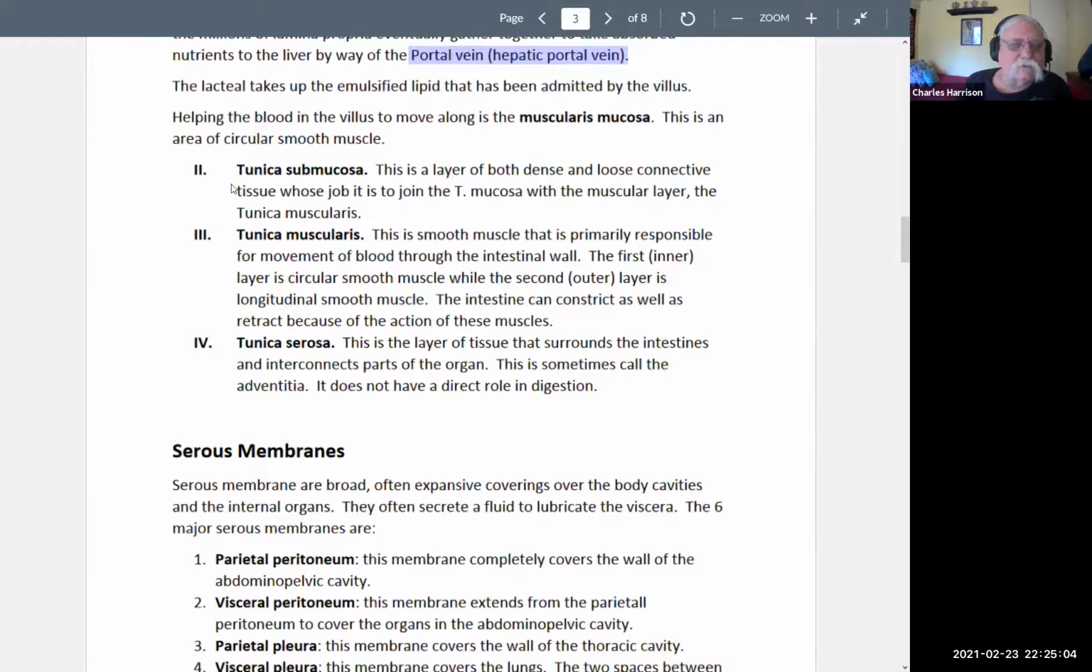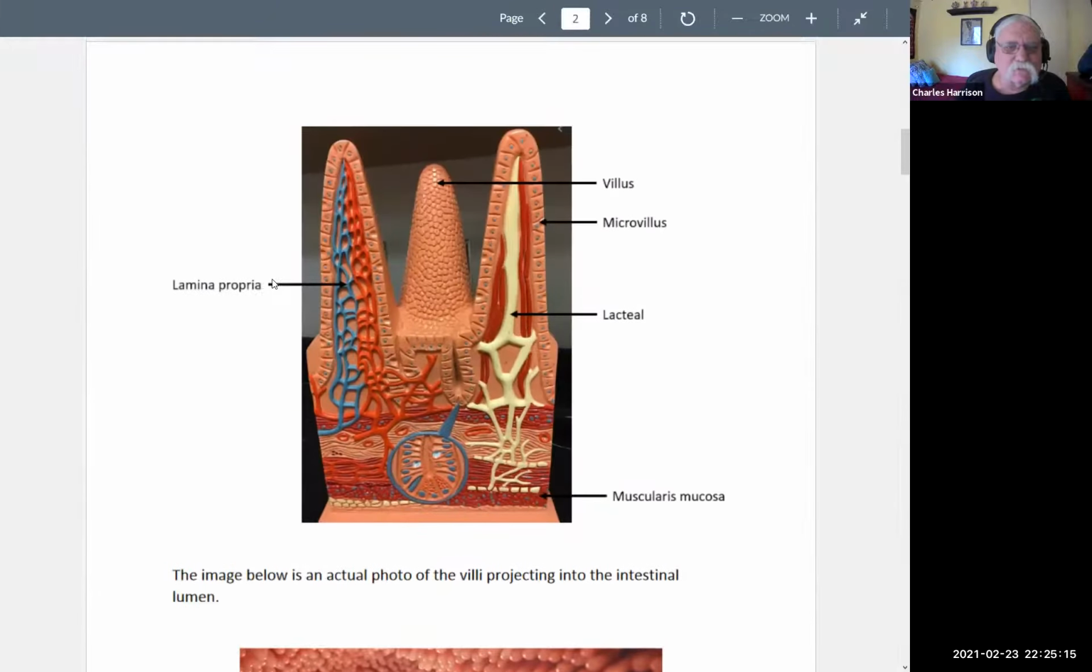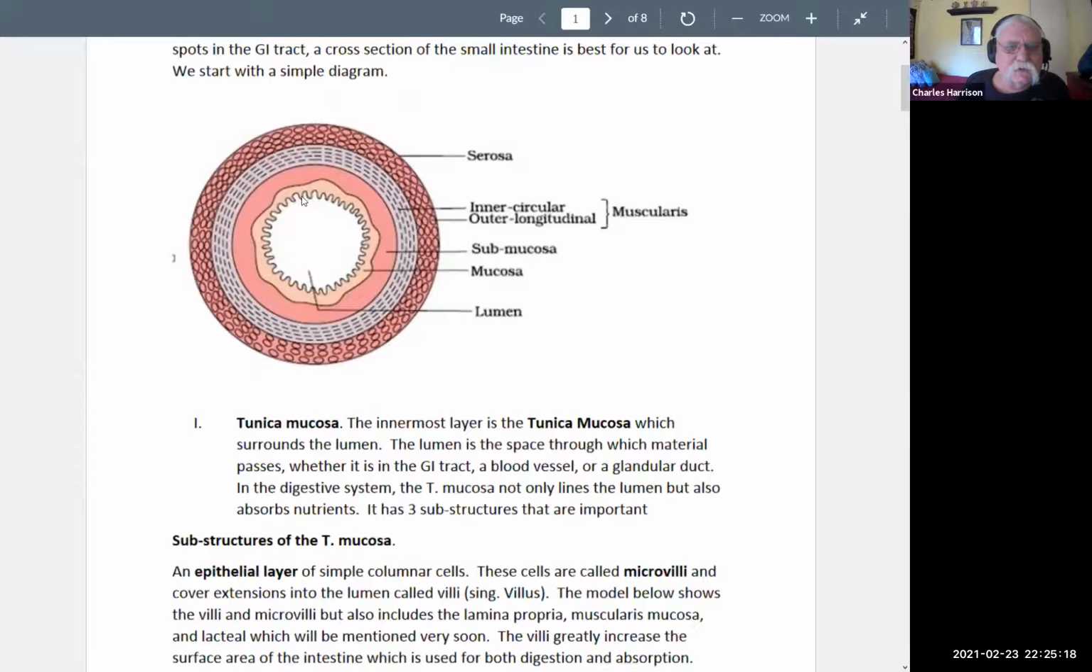Now the other layers, okay, we have the tunica submucosa, tunica muscularis, and tunica serosa. Let me back up to the original drawing. This one here was the tunica mucosa. Here's the tunica submucosa. This is a layer primarily of connective tissue and fat, which is connective tissue, to hold everything together.